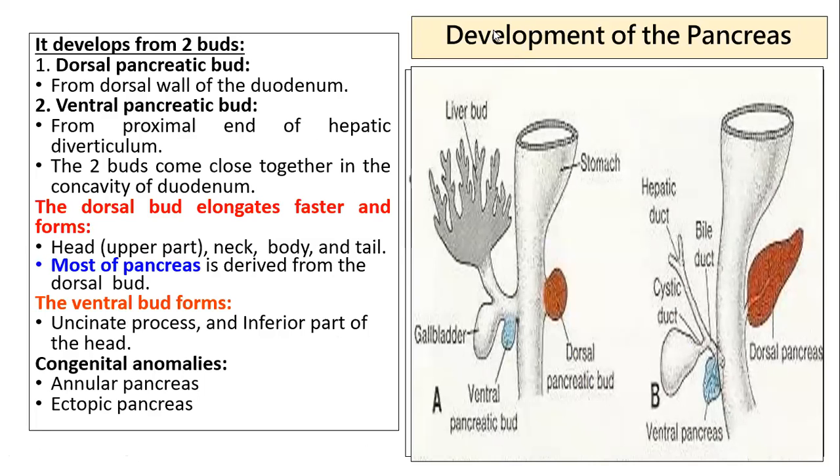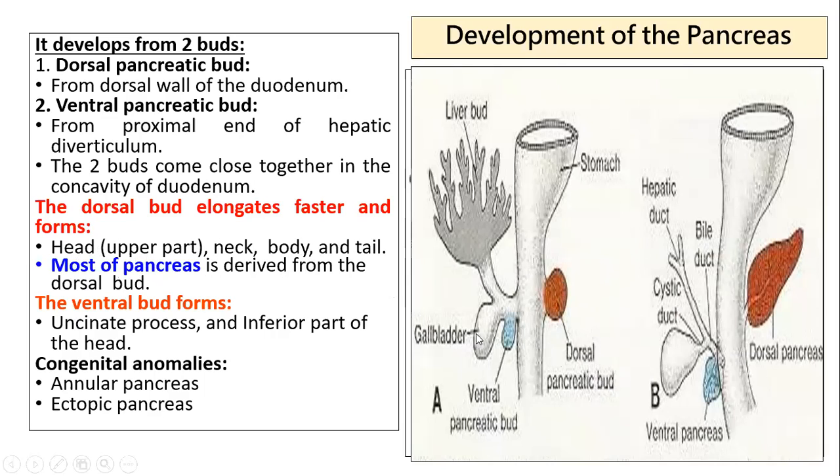The dorsal bud elongates faster and grows bigger, and it forms the upper part of the head, the neck, body, and the tail. Most of the parts of the pancreas are developed from the dorsal pancreatic bud. So most of the pancreas is derived from the dorsal bud.